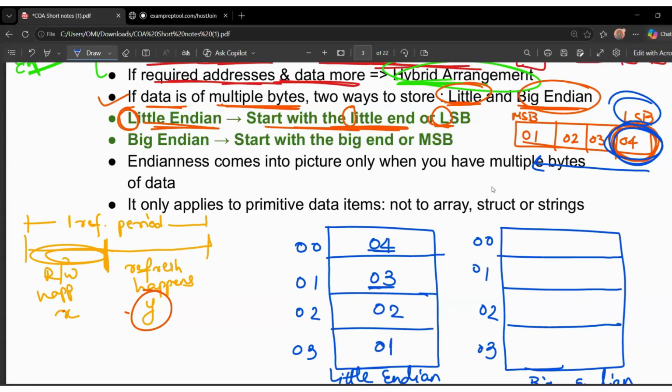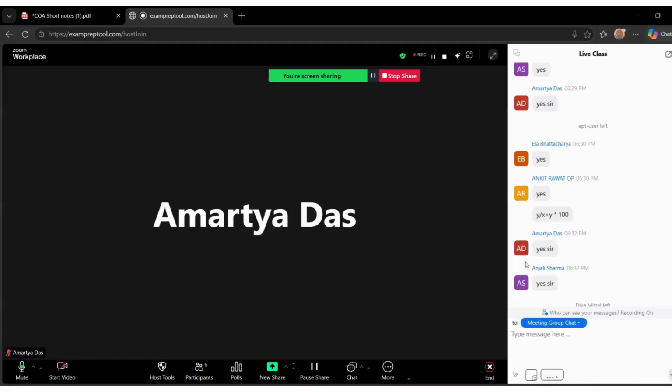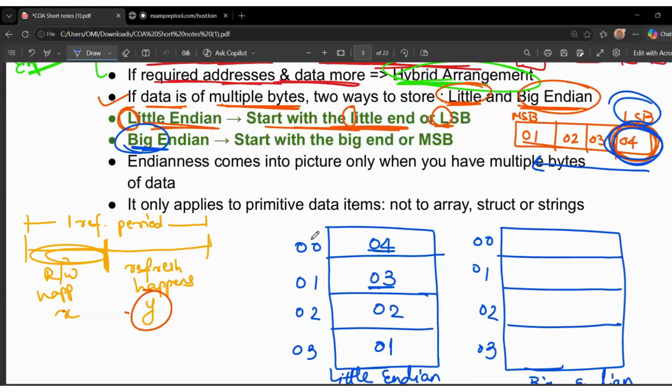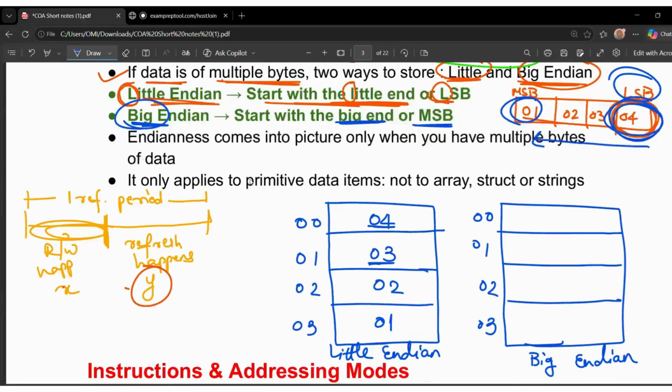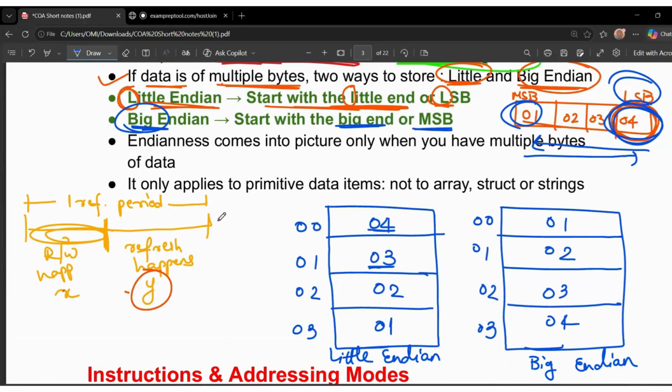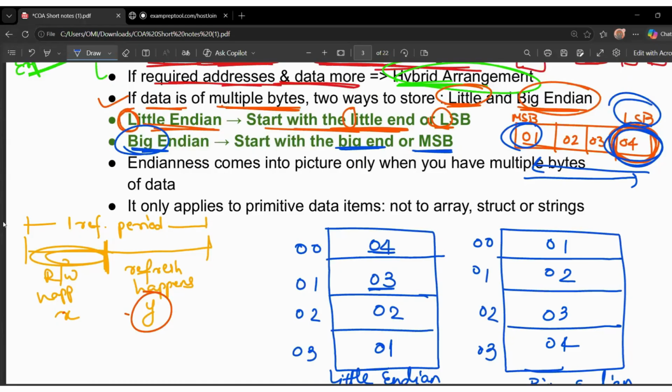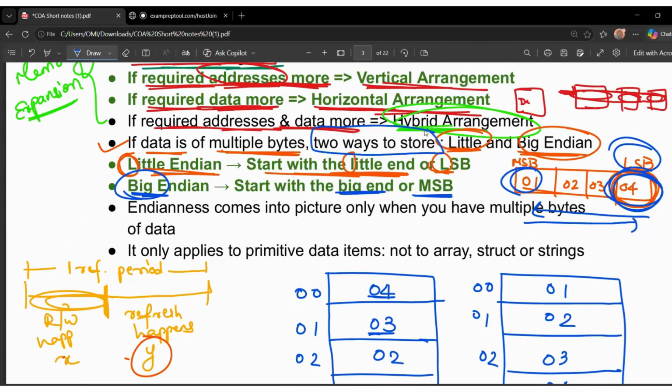And similarly for big endian, what happens? Start with the big end, or MSB. So this is the MSB, and 01 will be stored here. Like this way, right? 01, 02, 03, and 04. Yes or no? So this way the data will be stored. There are two ways to store the data, little and big endian.